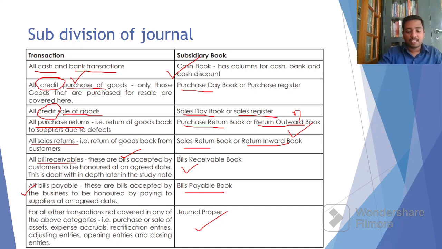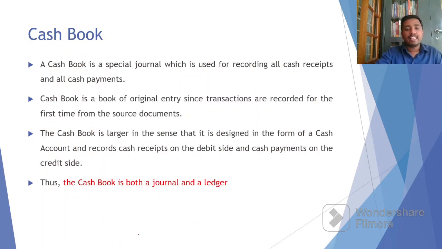So these are the main subsidiary books, and we have discussed the content of each and every subsidiary book. Let's see these things in detail. The first one is the cash book.